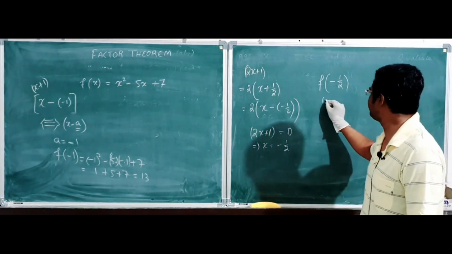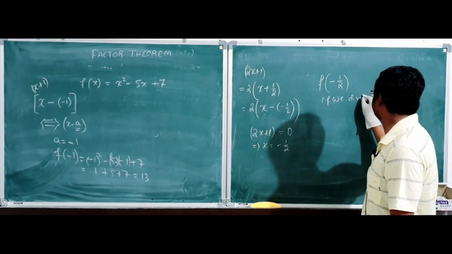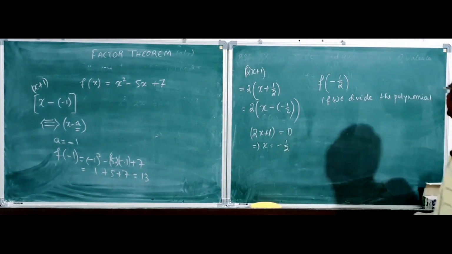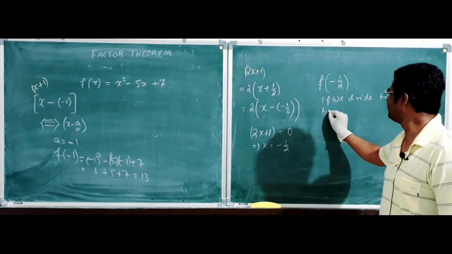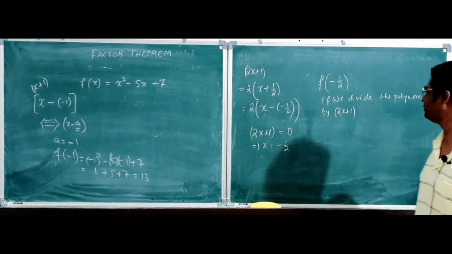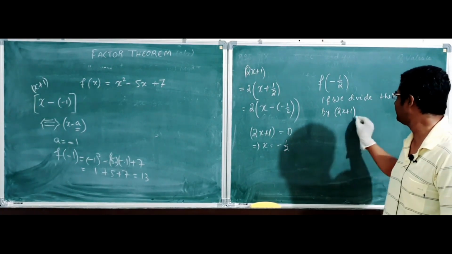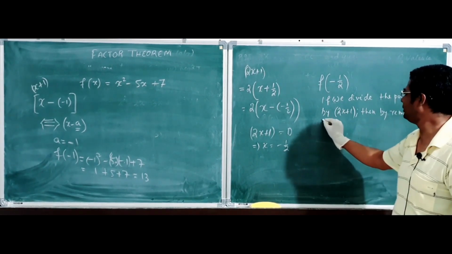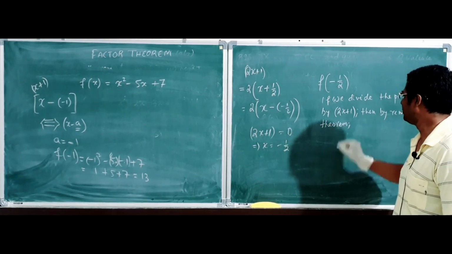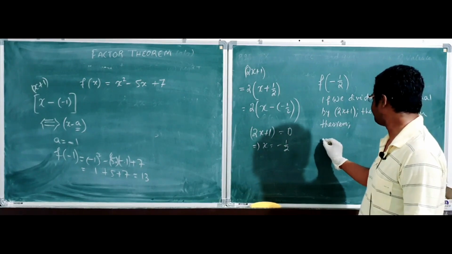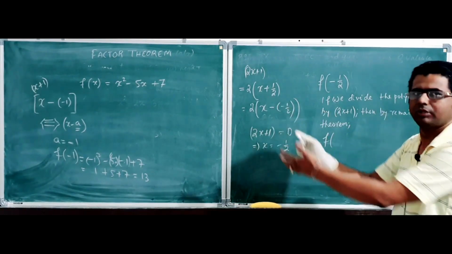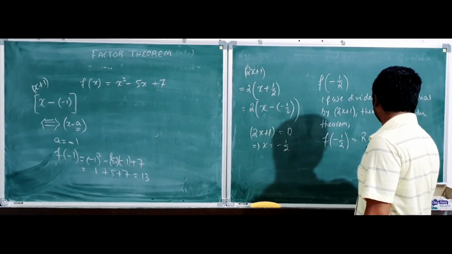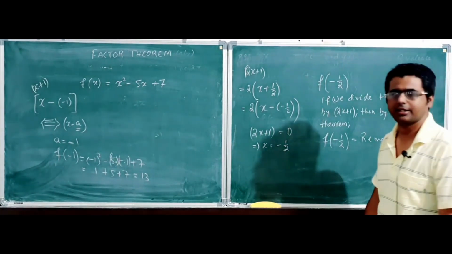So what you will write is, if we divide the polynomial by 2x plus 1, okay? If we divide the polynomial by 2x plus 1, then by the remainder theorem, we can write what? We can write by the remainder theorem, f(minus half) is equal to the remainder. So if it is a factor, the remainder is 0. If it is a factor, then the remainder is 0.